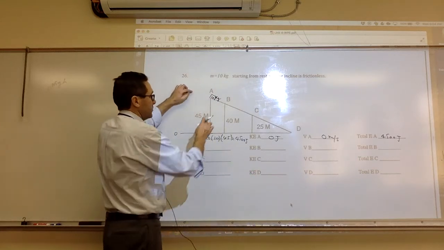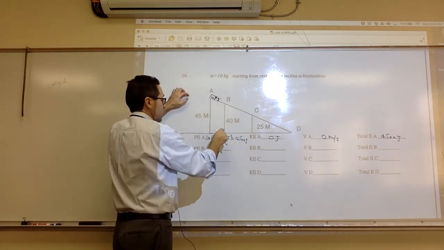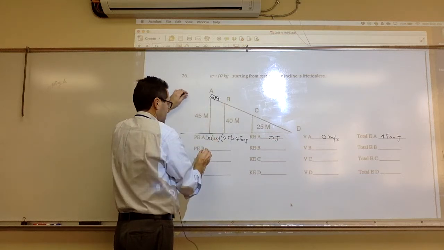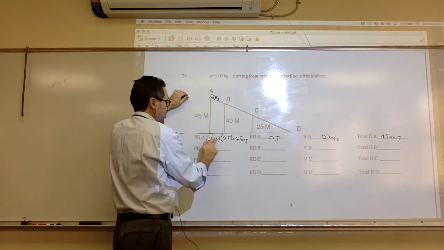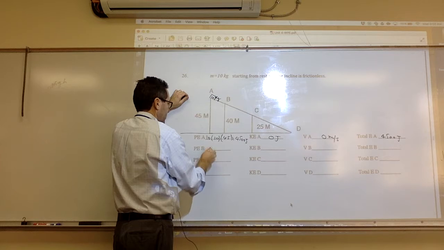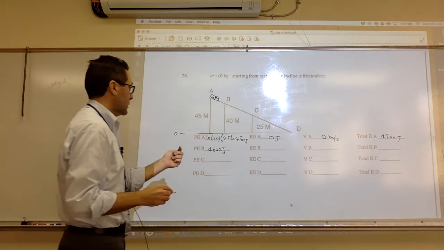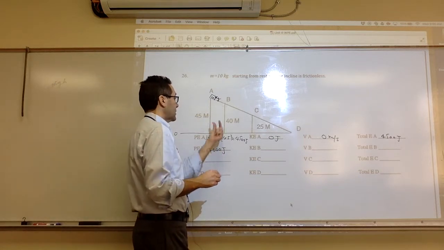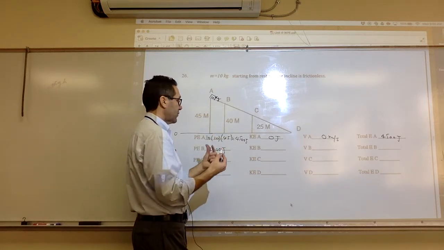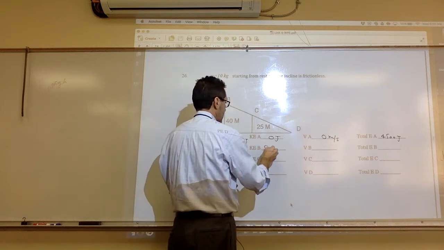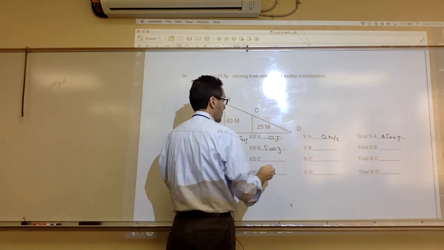At point B, your elevation is only 40 meters. So it's basically mg times 40, which is going to be 4,000 joules. Now, your total is 4,500, and 4,000 of it is gravitational potential. There is no friction, so the difference is going to be your kinetic.